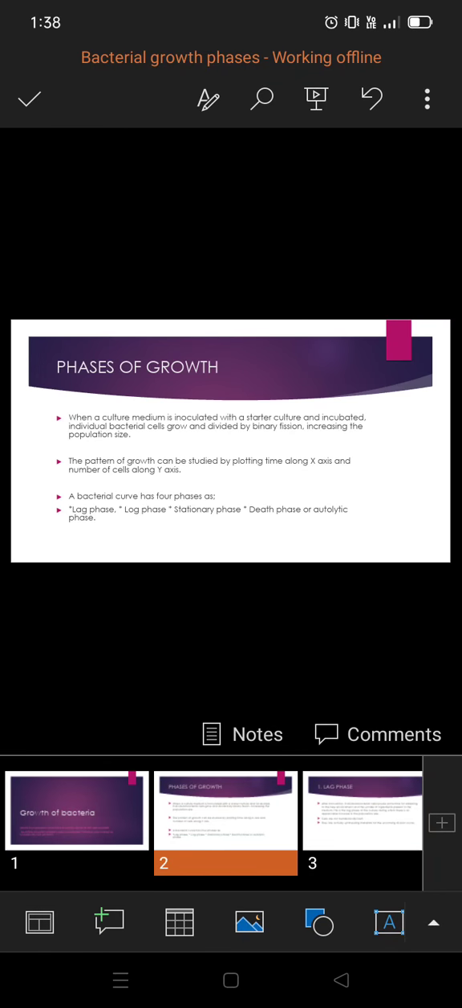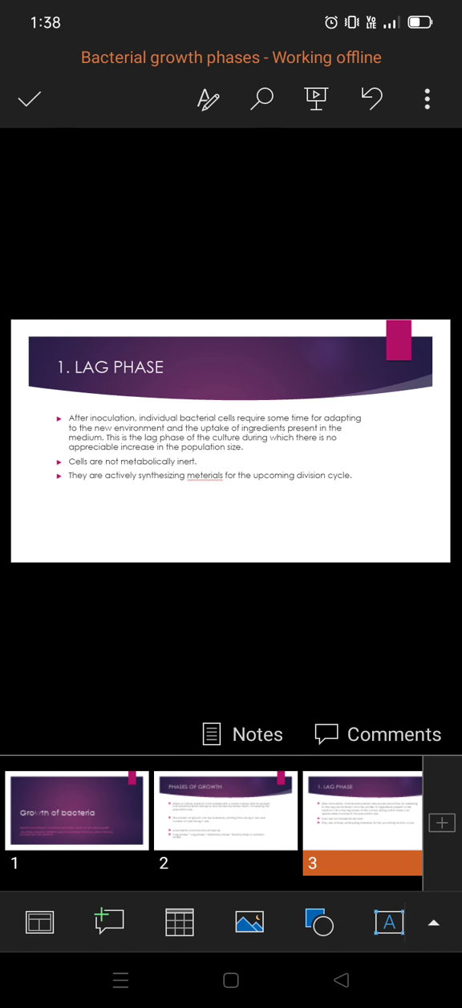When a culture medium is inoculated with a starter culture and incubated, individual bacterial cells grow and divide by binary fission, increasing the population and size. The cell mass starts increasing and doubles after every cell division. The pattern of growth can be studied by plotting time along the x-axis and number of cells along the y-axis. Typically, a bacterial growth curve has 4 phases: lag phase, log phase, stationary phase and death phase or autolytic phase.